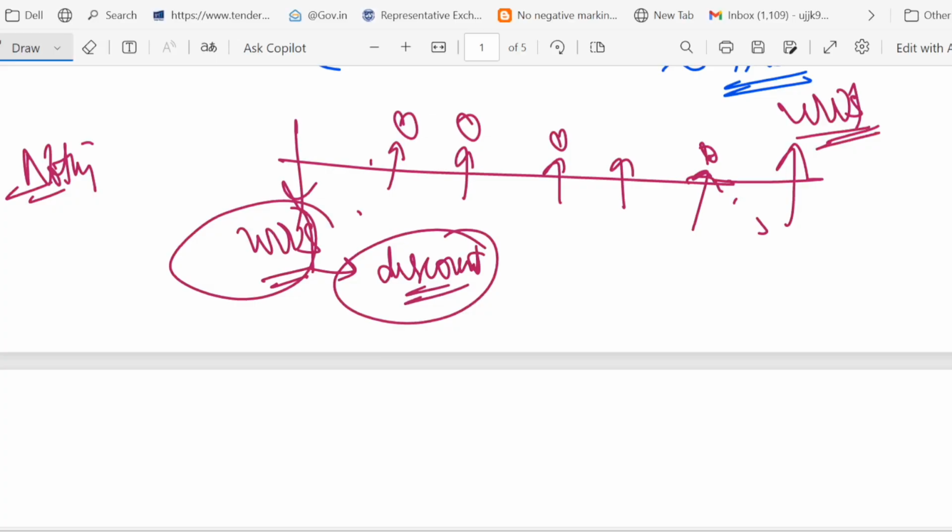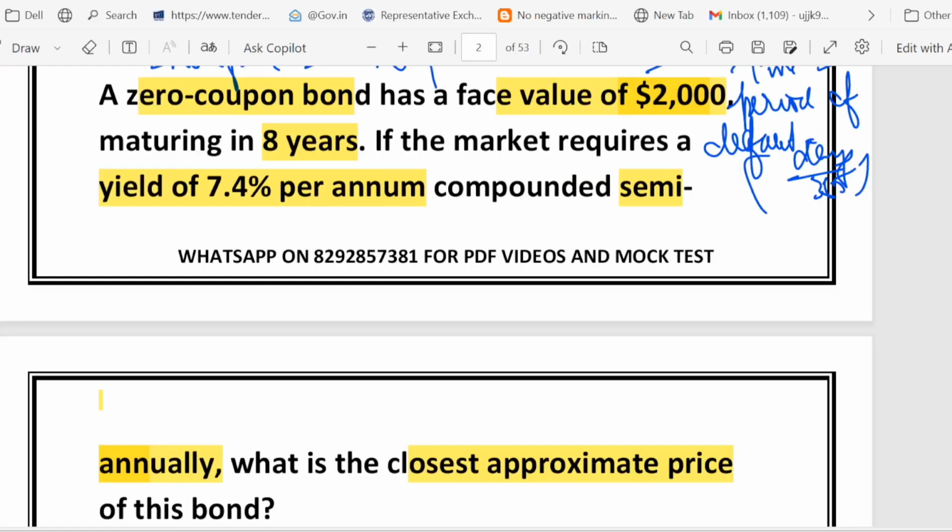Right. Now we have to find the price. What is the question asking us to find? Calculate the closest approximate price of this bond. That is what the question is asking you, right? So now, how to go about finding the price? Do you know the formula? See, the price is very simple. Let me show you the formula here.